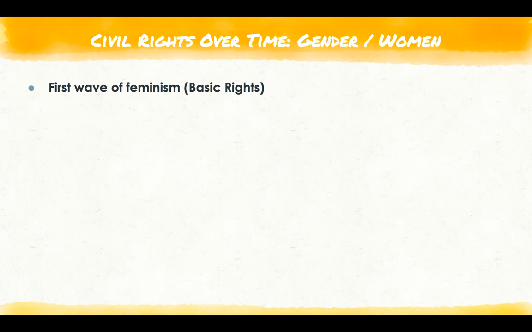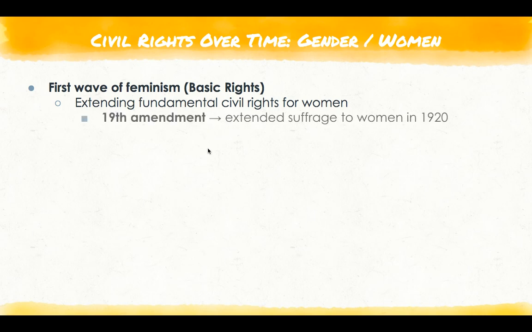So really, when we look at the fight for women's equality and civil rights for women, the women's movement breaks it down into waves of feminism. So the very first wave of feminism was really fighting for basic rights. Basic rights meaning the right to vote, the right to own property, those basic things that everyone deems necessary to have. So that culminates in the passage of the 19th Amendment, which extended the right to vote to women in 1920.